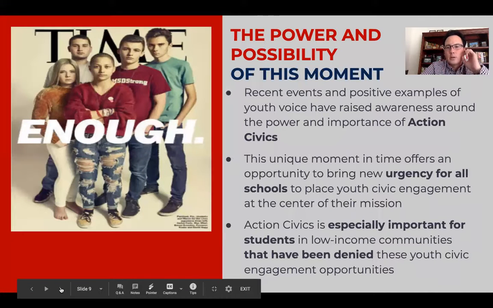And a lot of people in the Action Civics movement see the power and the possibility of this work. The recent events in our society have brought to light youth work, youth awareness, and youth empowerment. But those of us who have been working in Action Civics have seen the importance and the power of this work throughout our careers. And so I think that though the work of the students at Stoneman Douglas is exemplary of Action Civics, it is not the only example of it, nor is it the first.